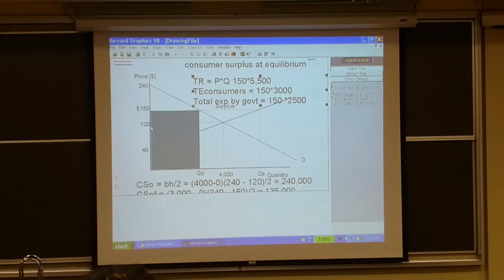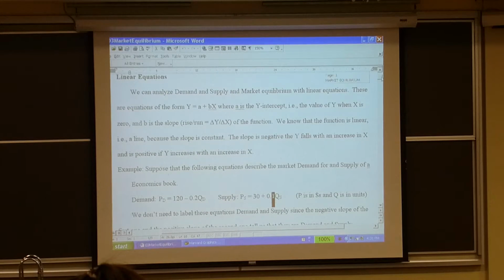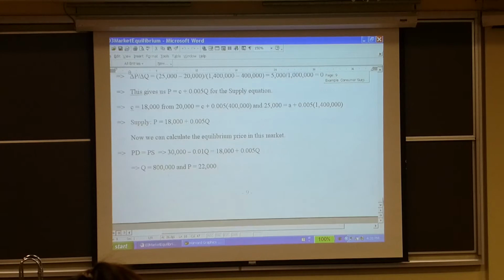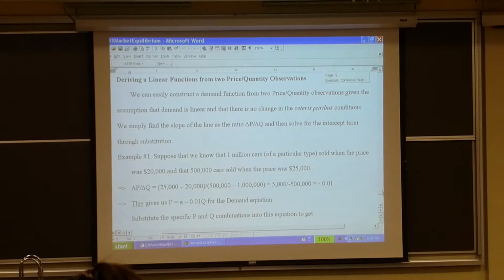When it was 120, 4,000 were purchased. So at that point and that point, with two points, we can estimate a linear demand function. Everybody? And that is the end down here. Estimate a linear demand function from certain observations.